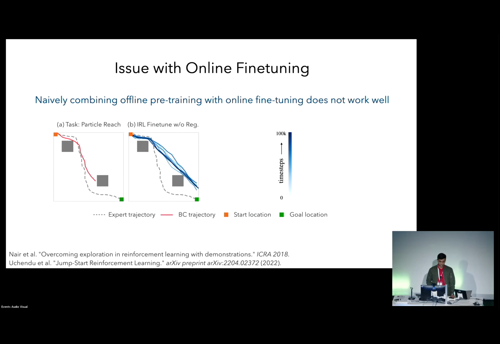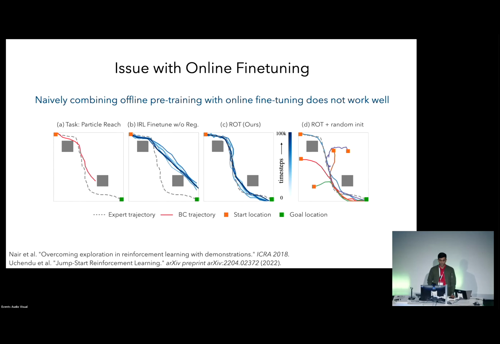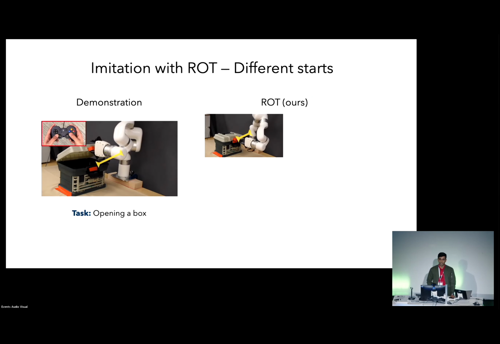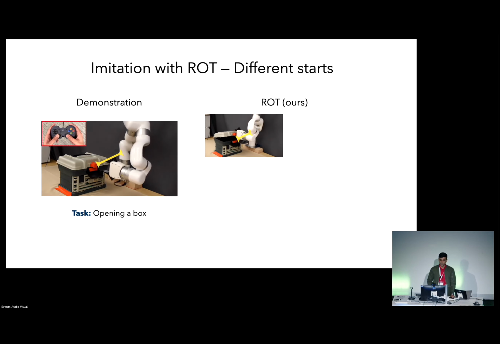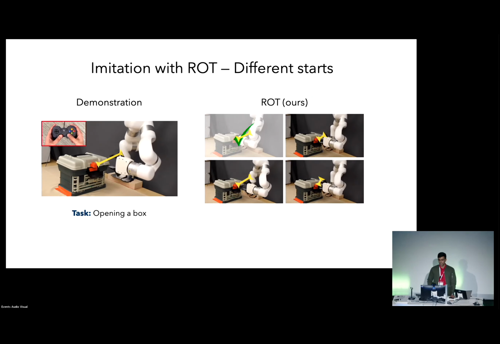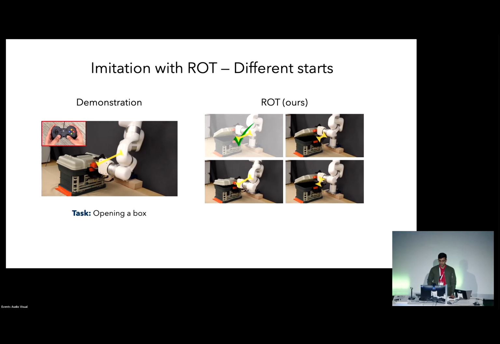So let's go back to our toy experiment. Applying ROT to this scenario, we see that the policy quickly recovers, sticks to the expert demonstration, and is able to complete the task. Interestingly, now we can start from random initializations unseen in the expert demonstration and still complete the task. Let's look back at the task of opening the box. Like behavior cloning, ROT succeeds in completing the task from the same initialization. However, ROT can now also perform the task from any random initialization in front of the box.